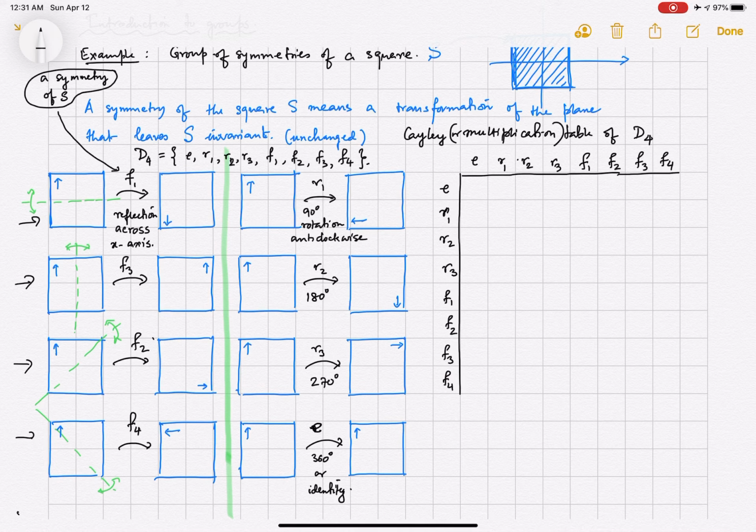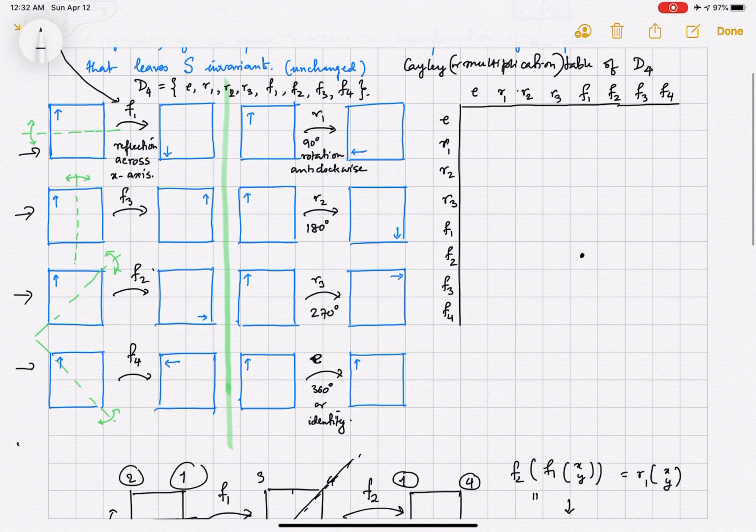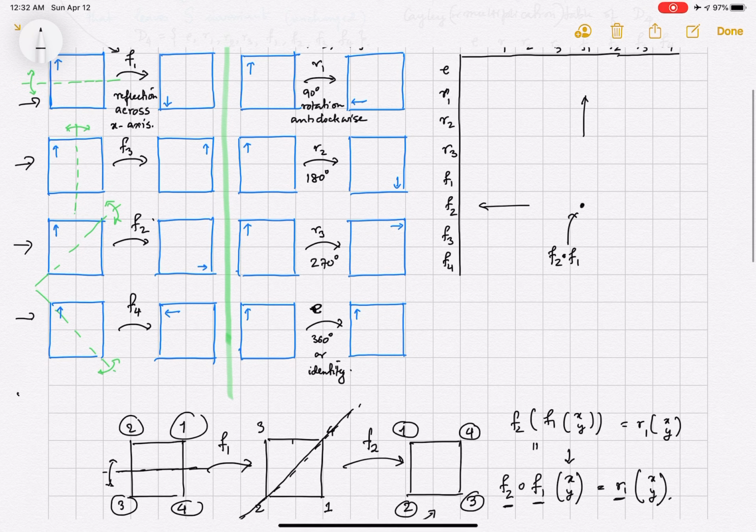So in a typical spot in this table, say this one, I'm going to write F2, F1, this thing and then that thing. And what is F2, F1? That's the thing that we calculated. It happens to be R1. So here we put R1.